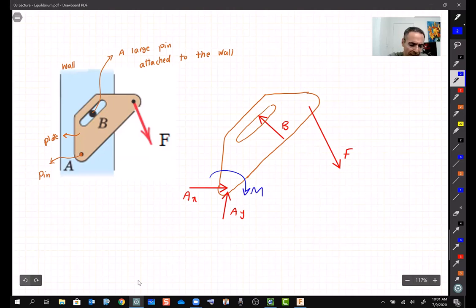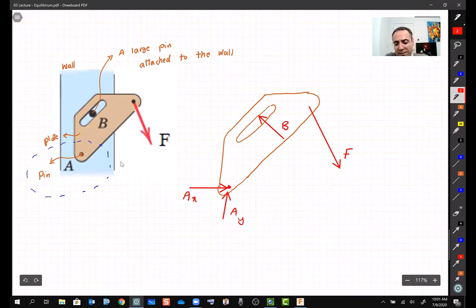To answer that, we say that each pin by itself has a duty, a responsibility. This pin A, its responsibility is just to apply a force in the X and in the Y direction. In fact, it doesn't let this bracket move up and down or left and right. Its responsibility is not to prevent it from rotating.